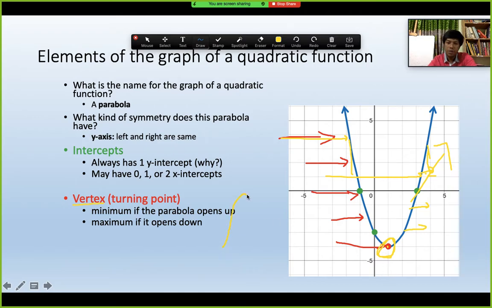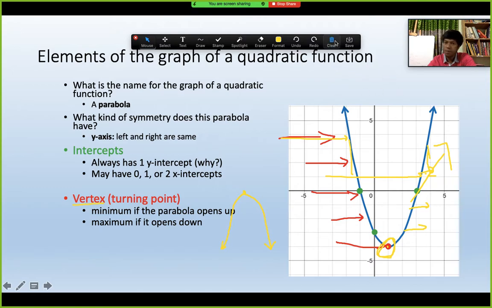And if you have a parabola like this, open down, then this point will be the highest. So sometimes this vertex can be the highest, sometimes this vertex can be the lowest. It depends on whether it is open up or open down. How come a parabola is open up? How come a parabola is open down? We will discuss it.